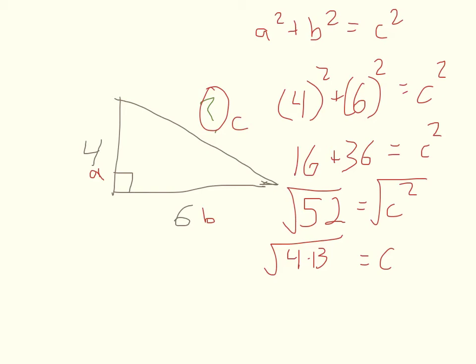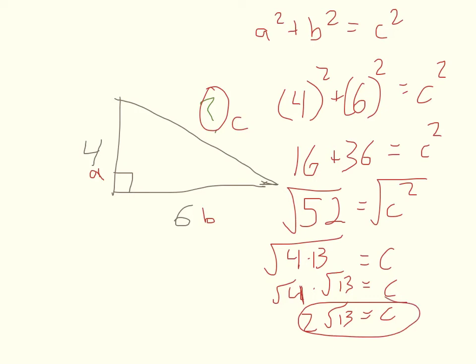Since 4 is a perfect square, it does help us a little bit, and so we get the final answer of the square root of 4 is 2, so 2 root 13 equals c. It's just a little bit more simplified than what it was before. Okay, let's try one more.